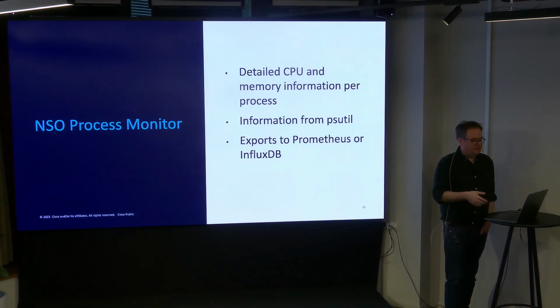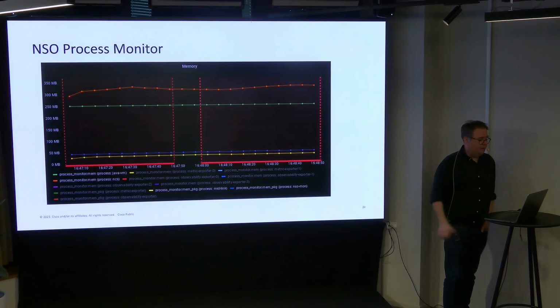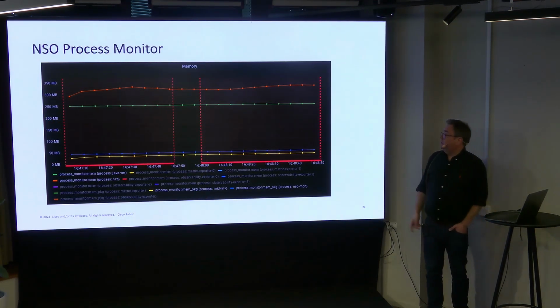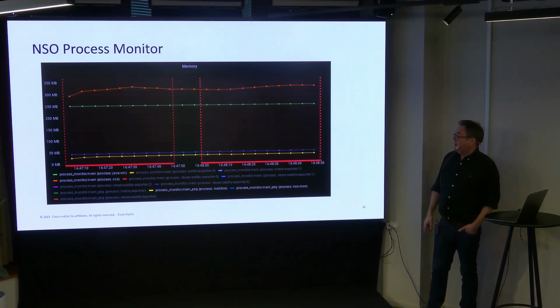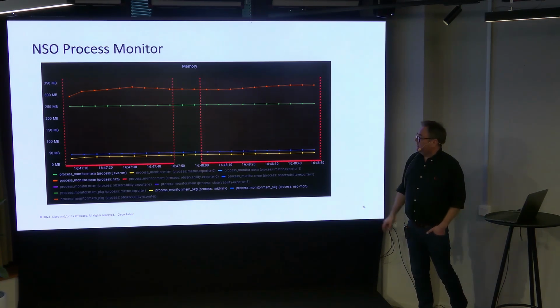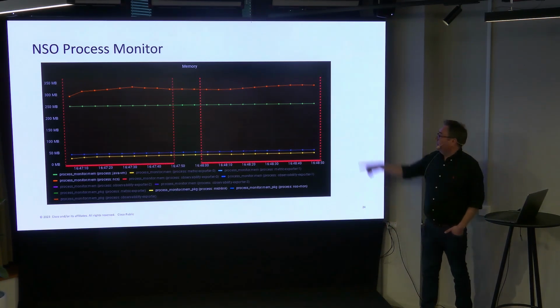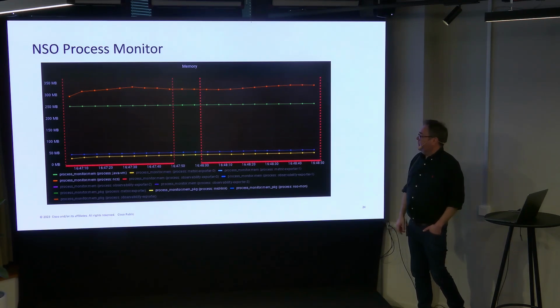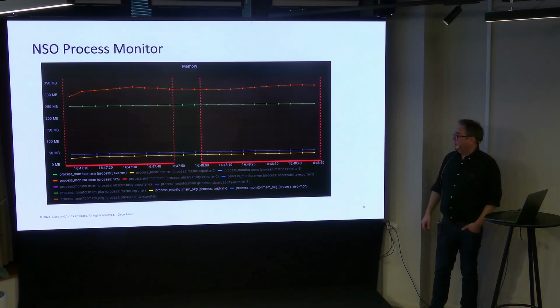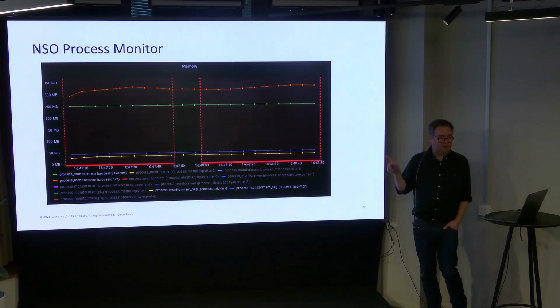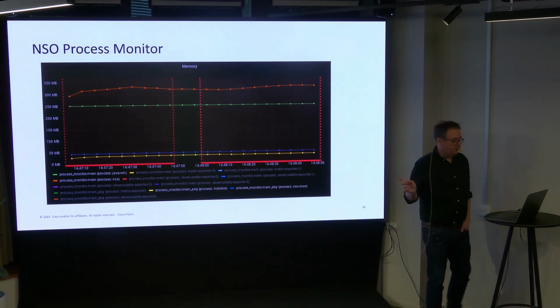We are using PSUtil to get the information, and it exports data both to Prometheus or Influx. And then you get pretty good information about how much memory each process is using. I think the orange on the top is the NCS, the main process, and then you have the Java VM, and then some other processes. So I think this is pretty good.